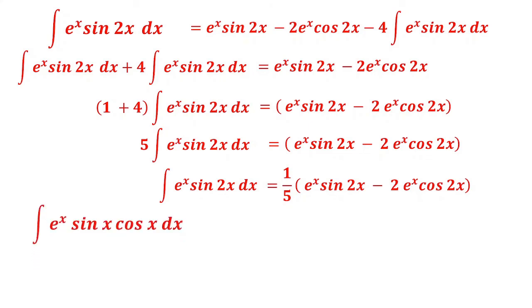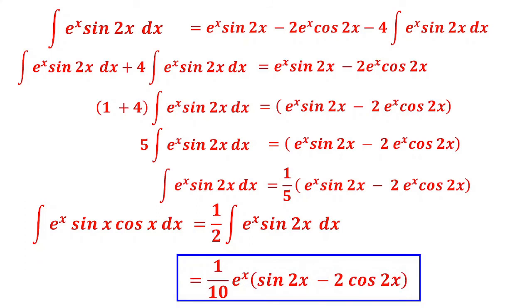But we started with this integral e power x sin x cos x. What is it? 1 by 2 into the integral e power x sin 2x dx. But now once again divide the right hand side by 2, you will get 1 by 10. So the answer is 1 by 10 into e power x into (sin 2x minus 2 cos 2x). But we started with e power x sin x cos x, but we have done integral e power x sin 2x and divided by 2.